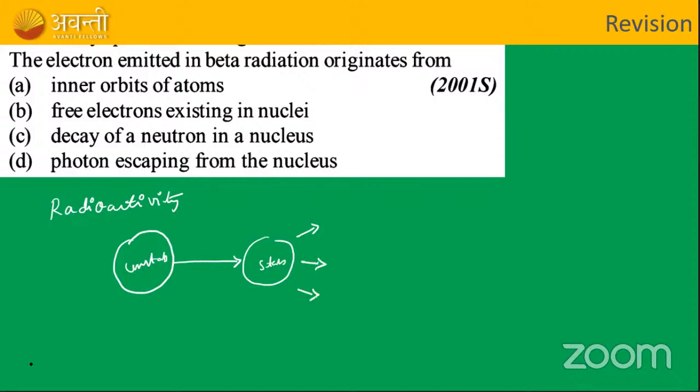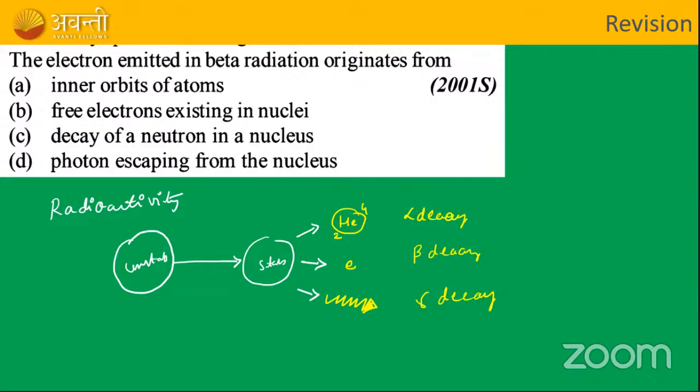So if it emits an alpha particle, or a helium nuclei, which has 2 protons and 2 neutrons, then it is called alpha decay. And if this nuclei emits an electron, it is called beta decay. And if the nuclei emits a very strong radiation and becomes stable, that is called gamma decay. So in radioactivity, we have 3 kinds of decay.